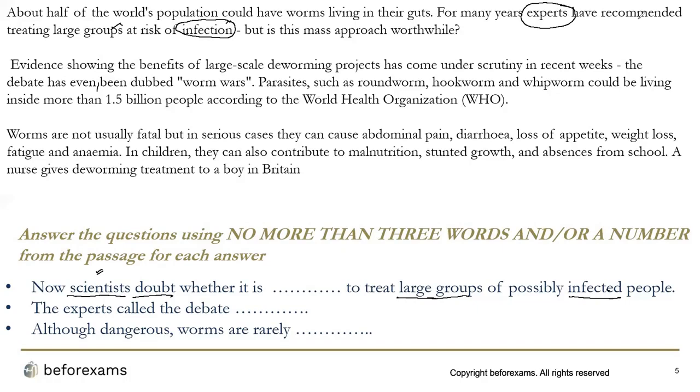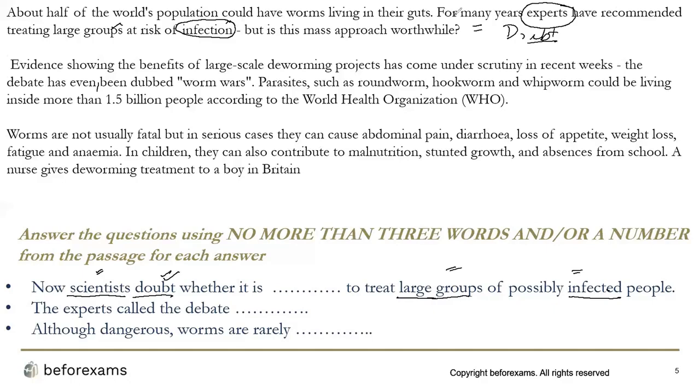For many years, experts have recommended treating large groups at risk of infection, but is this mass approach worthwhile? So that means they are asking a question. If they are asking a question, that means they are in doubt, right? So we found the fourth keyword also, which is the doubt. So our answer is definitely here. Let's read it again and find the answer. Scientists doubt whether it is dash to treat large groups of possibly infected people. For many years, experts have recommended treating large groups at risk of infection. But is this mass approach worthwhile?